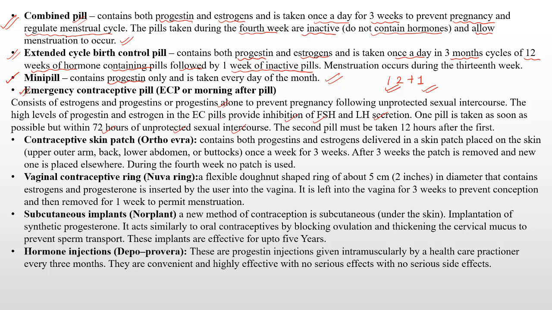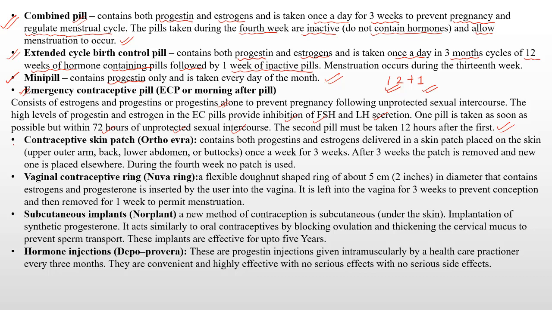The second pill must be taken 12 hours after the first. So this is the emergency contraceptive pill, which is taken within 72 hours, that is, in 3 days, and the second pill should be taken just 12 hours after the first pill.